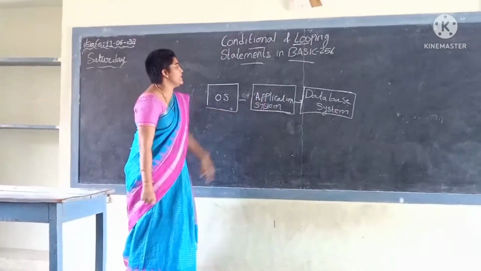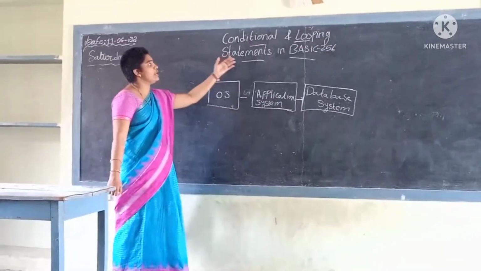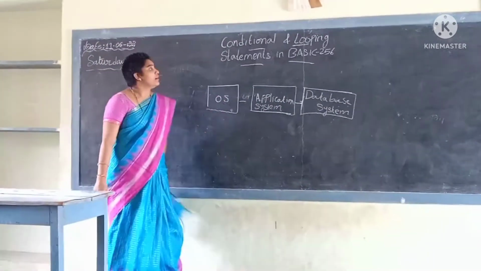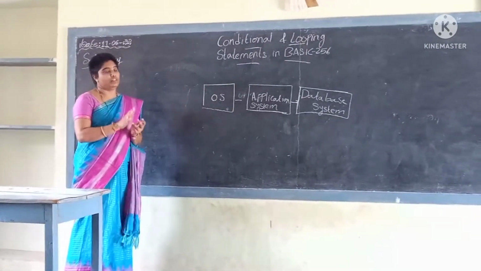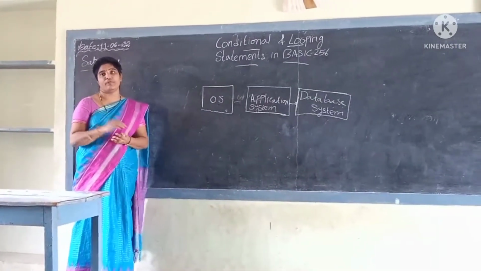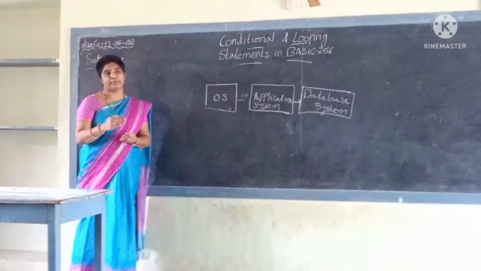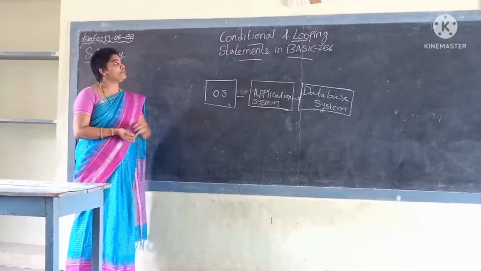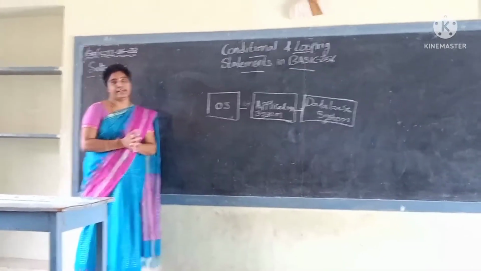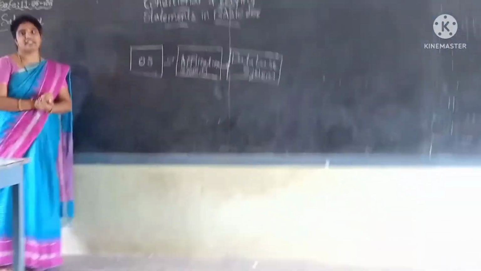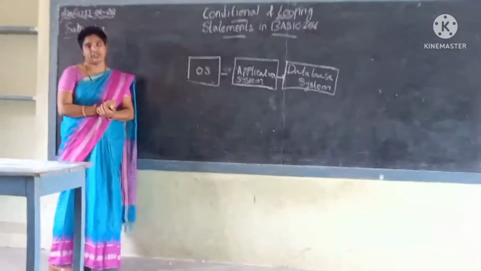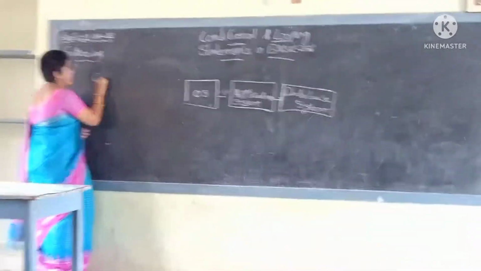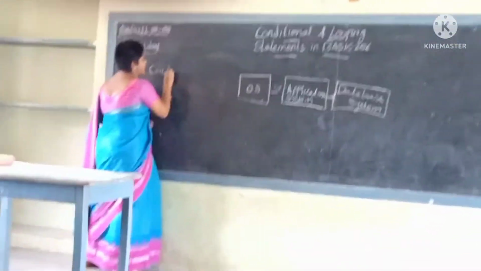When coming to conditional and looping statements, the decisions and the flow of the program, the execution of the program, will depend upon the statements or conditions we are giving. So first of all, conditional statements. What are conditional statements? Conditional statements are also known as control statements.